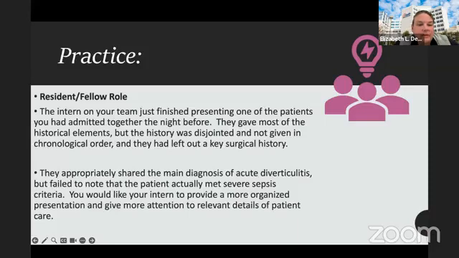A resident has an intern on their team that presented a patient to the consultant. Most of the historical elements were given, but the history was disjointed, not given in chronological order, and they left out some key surgical histories. They appropriately shared the main diagnosis of acute diverticulitis, but didn't tell the patient actually met severe sepsis criteria and actually forgot to order antibiotics initially. You would like your intern to provide a more organized presentation and give more attention and relevant details to patient care. Think about how you could approach this with your resident.